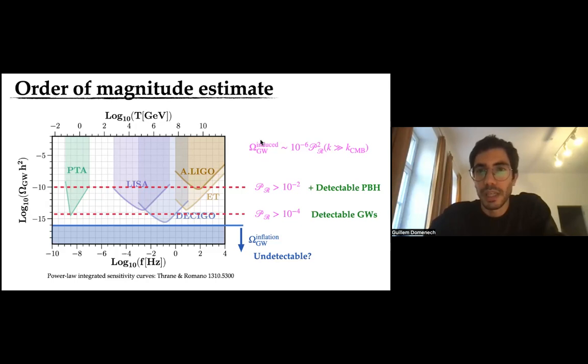And so here I plot the dashed line, this order of magnitude estimate. So if you have the primordial spectrum at about 10 to minus 4, you can see it maybe in the pulsar timing array or in the future by the SIGO. But if you increase the amplitude to 10 to minus 2, then it should appear everywhere. Plus, you will have a detectable primordial black hole counterpart. So in this case, you will have two observables to test this model: gravitational waves and primordial black holes.